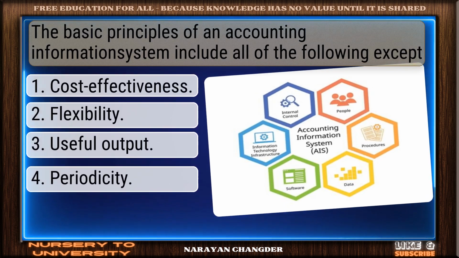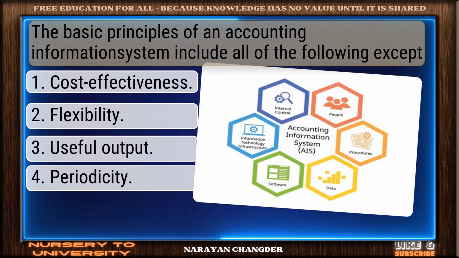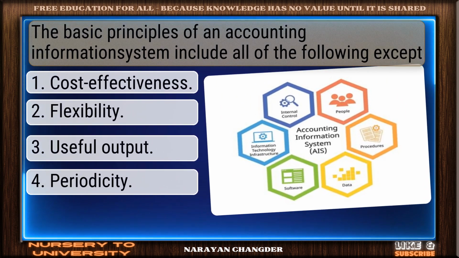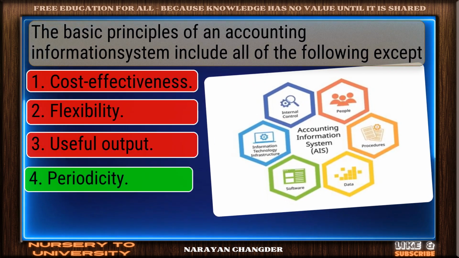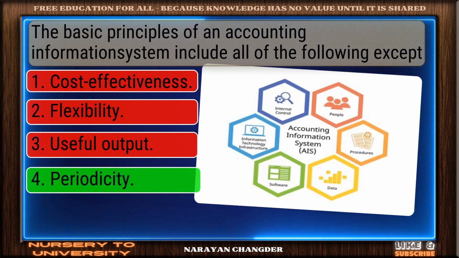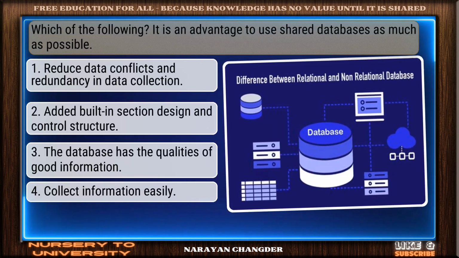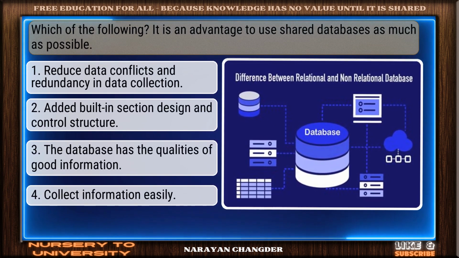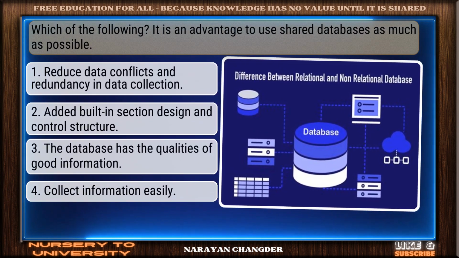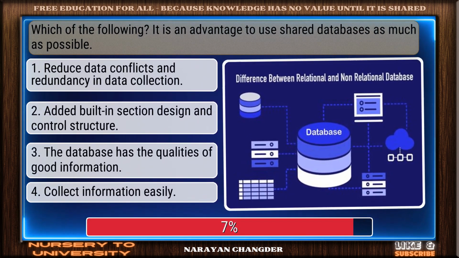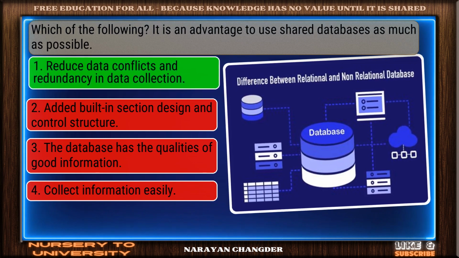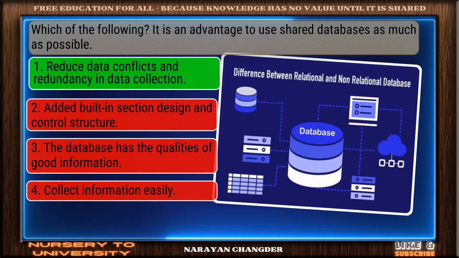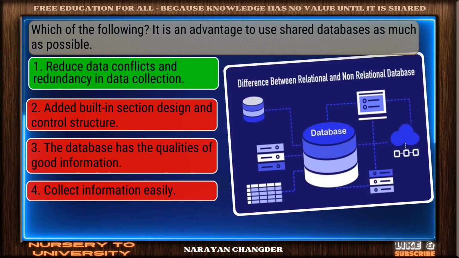The basic principles of an accounting information system include all of the following except... On track. Periodicity is the correct answer. Which of the following is an advantage to use shared databases as much as possible? You're right. Reduce data conflicts and redundancy in data collection is the correct answer.